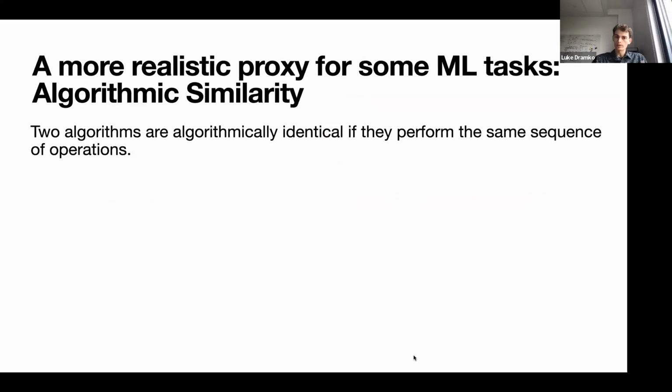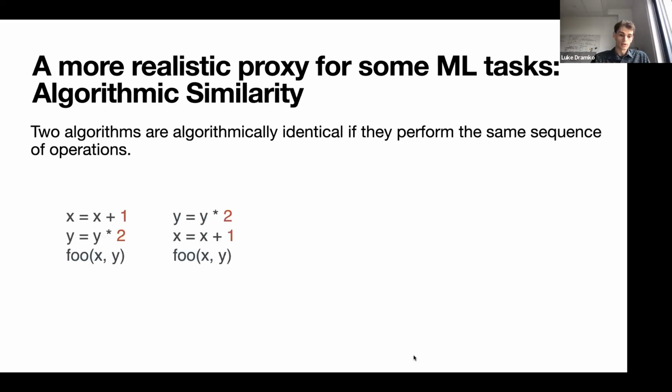A more realistic proxy that's relevant for some machine learning tasks is algorithmic similarity. If you look up the definition of an algorithm, it's a finite sequence of operations that's used to perform a given task, or something along these lines. So we could say that two algorithms are identical if they perform the same sequence of operations. But this is actually a little bit too strict. We can soften this definition a bit. Take a look at these two functions here. You can clearly swap the first two lines, and these two always end up computing the same result.